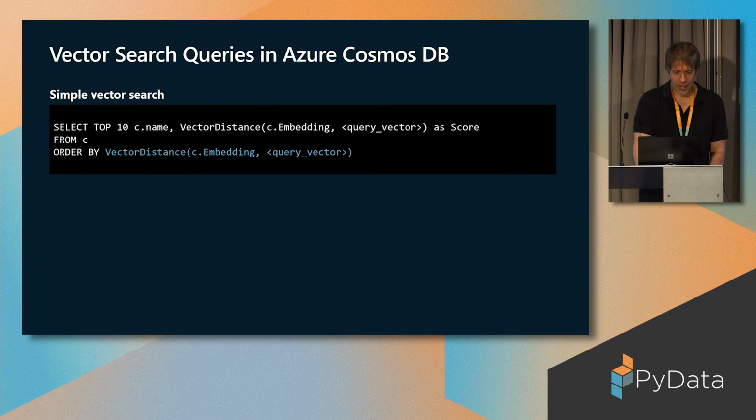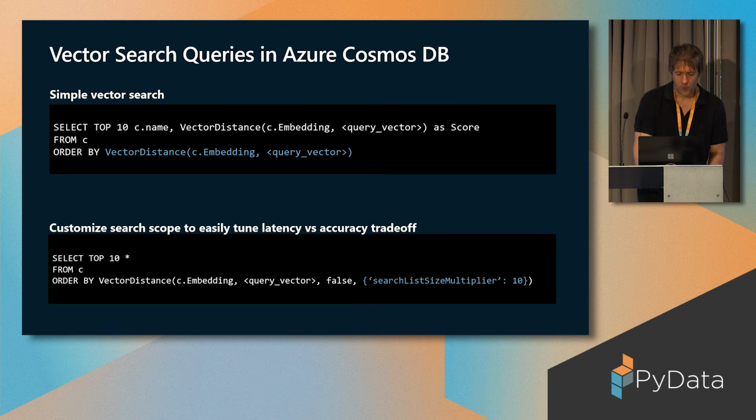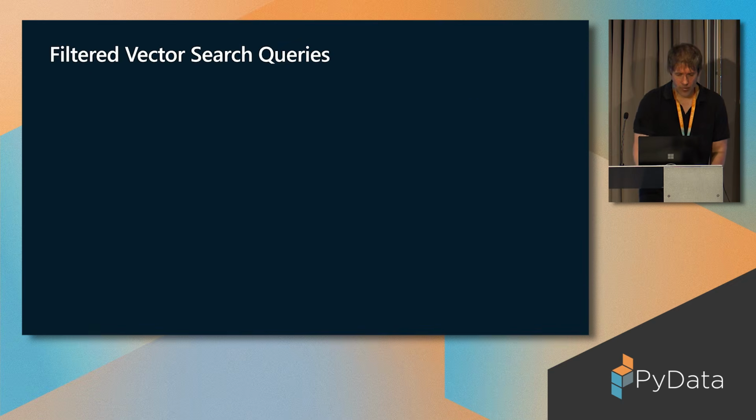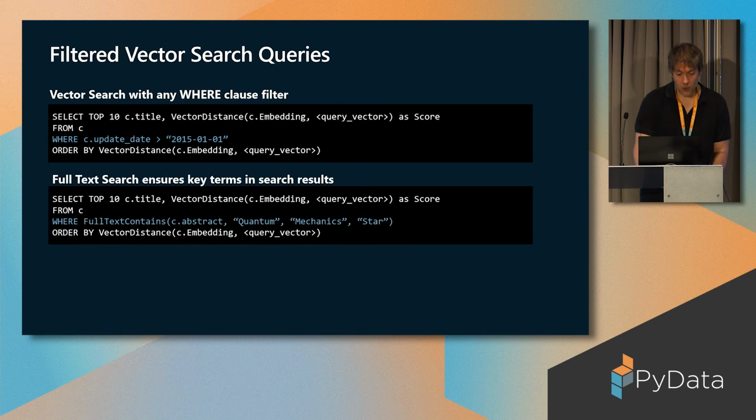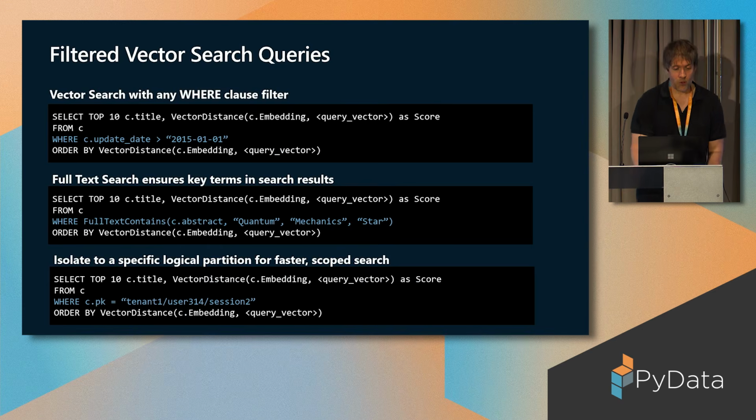I'm going to skip past some of these queries because in most cases they will be sort of common sense. You're just getting the vectors back based on some numerical input like I was explaining before. And you can filter, of course. Number one important thing to think about is isolating to a specific logical partition.